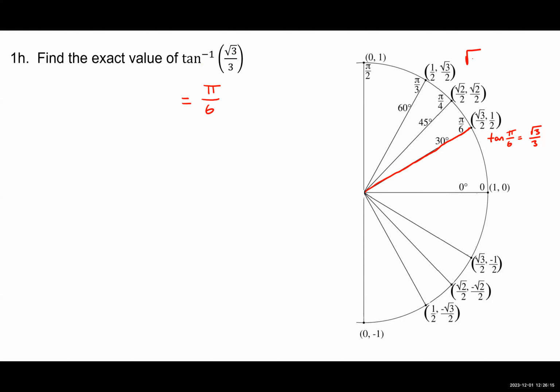All right. Tangent is root 3. Tangent is 1. Tangent is root 3 over 3. Tangent is negative root 3 over 3. Tangent is negative 1. And tangent is negative root 3. All right. So we just have to find the angle that gives us this tangent value.